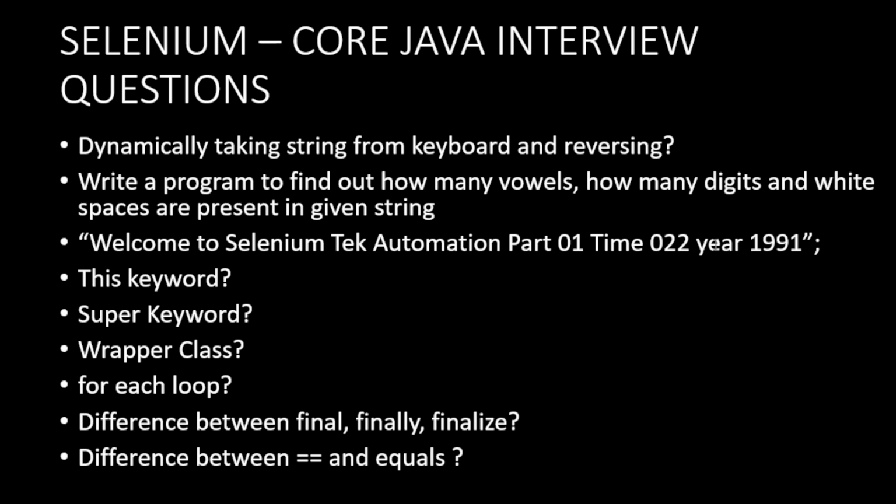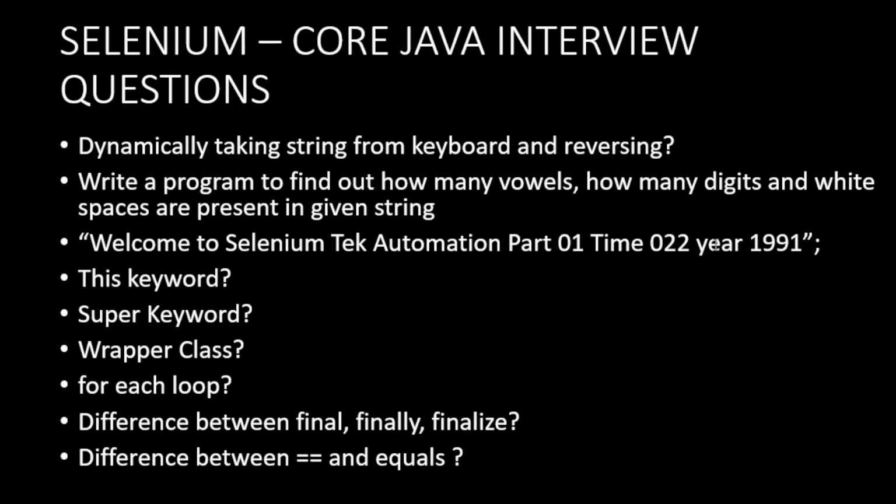For each loop is mainly used to traverse an array or collection of elements. Here traverse means moving forward and moving backward. At the same time, the advantage of for each loop is it eliminates the possibility of programming errors and makes our code more readable. That is about for each loop.